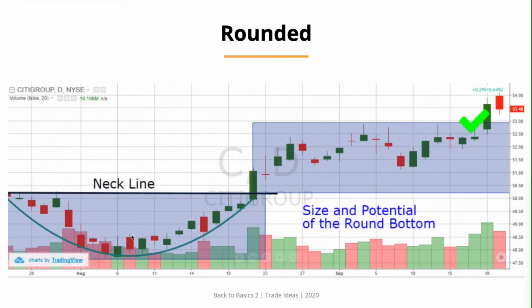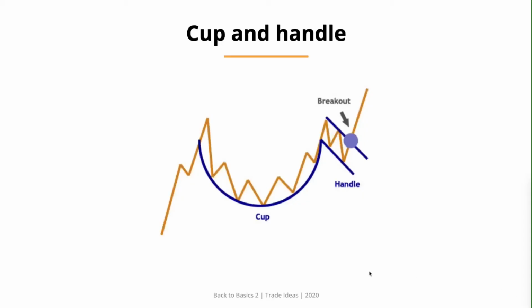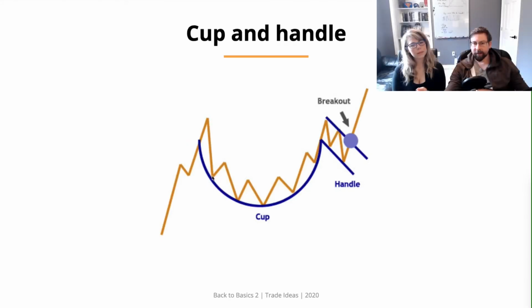Now the cup and handle is a little bit more defined of a rounded bottom. You can see that it actually looks like a cup with a handle on it, which is why it gets the name. But it has this rounded bottom, and then a little bit of a channel, a short channel, a flag. So it's like a rounded bottom with a bull flag on the side. And I really like these ones.